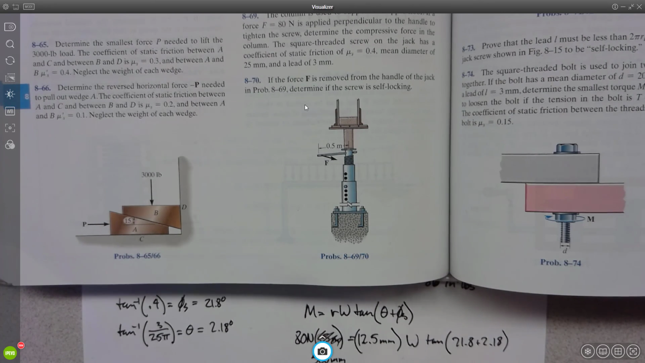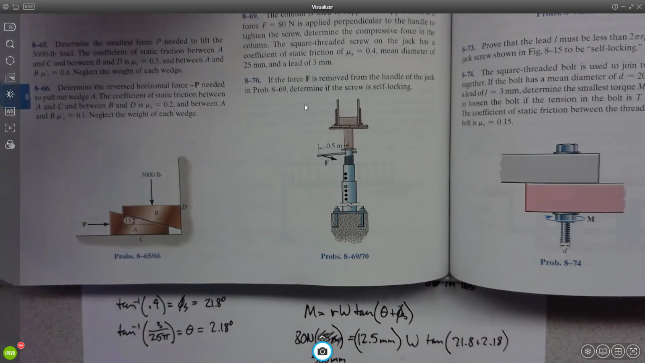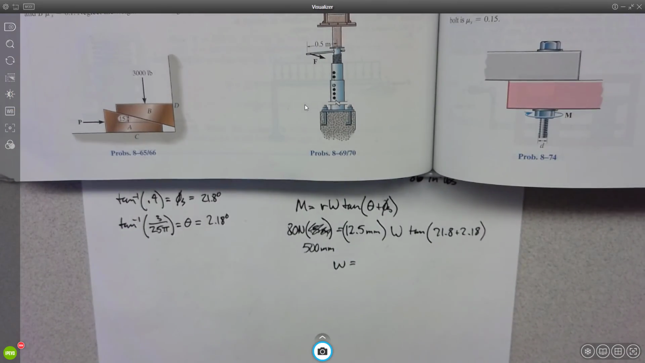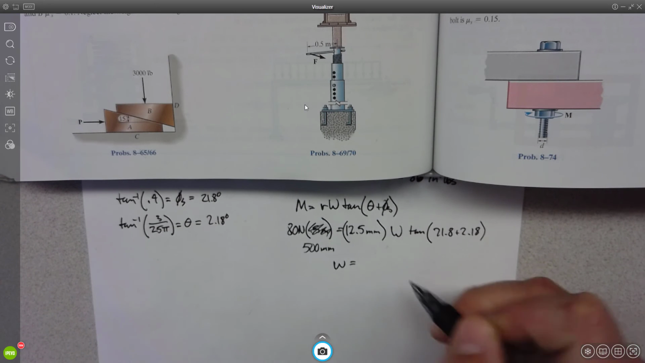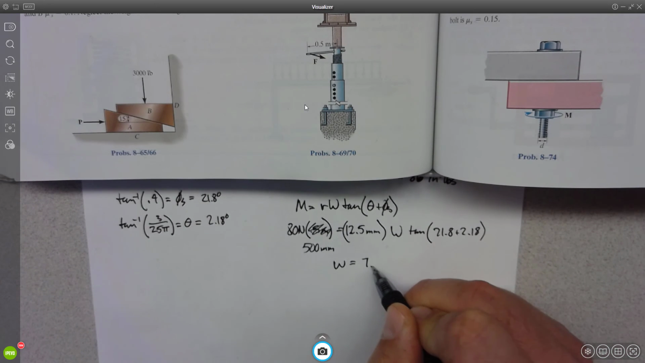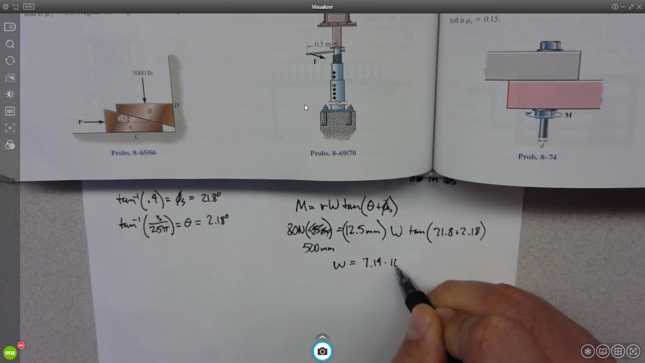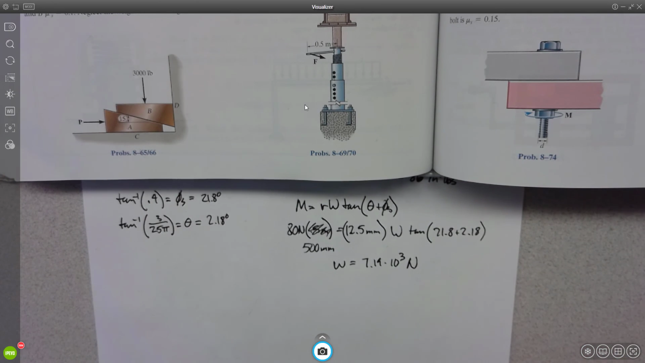Okay. And what do you get for W? 7 point what? 7.19 times 10 to the third newtons. Anyone else get that? About 7.2 kilonewtons. Okay.